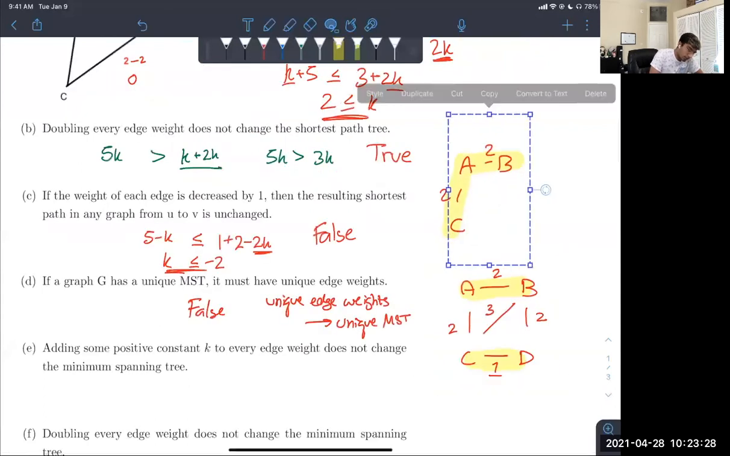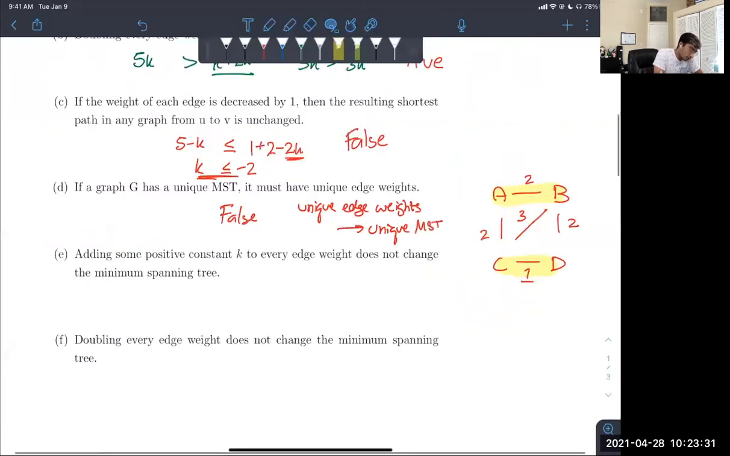Just get a little cluttered. Okay. Let's look at the next question. Adding some constant k to every edge weight does not change the minimum spanning tree. Now, this one also, again, similar to the previous questions, but actually is true.